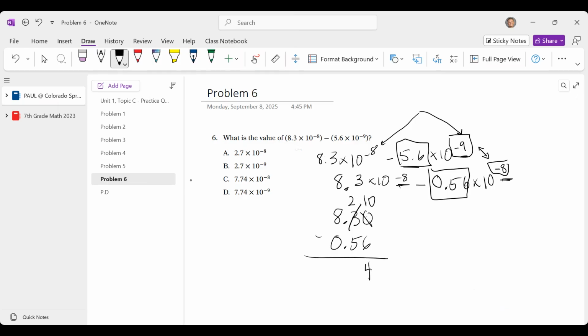2 minus 5 can't do. If you have 2 pennies, I can't take 5 of them. So I'm going to cross this next place value out and move 10 over. 12 minus 5 is 7, and my last place value is a 7. So I know that I have the correct value for my base number, and then I have to remember that what I have been working in is in a power of 10 with the -8 exponent. So this is the same as letter C.